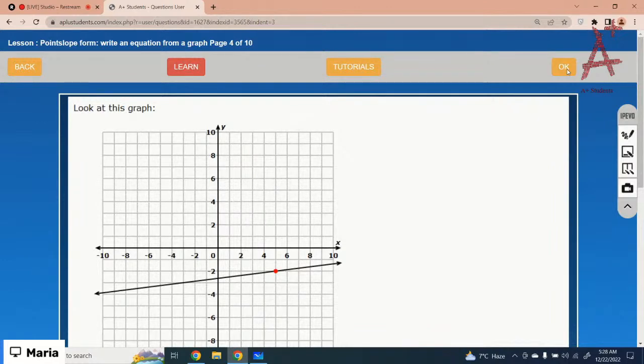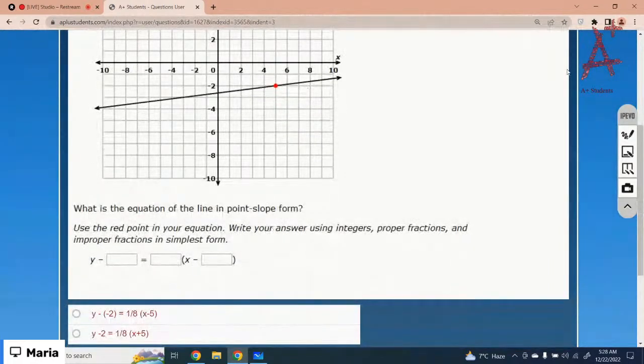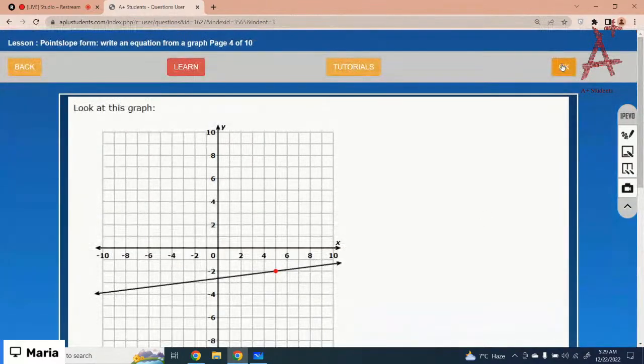Okay, look at this graph. The point is negative 2 and 5. It would be option number 1. Here you have the points negative 2 and 5. So option number 1 is the correct one. That means the slope for the equation is 1 over 8, or either you can find it using the formula I am using. The first option is the correct one. Just select the correct option and click on the OK button.